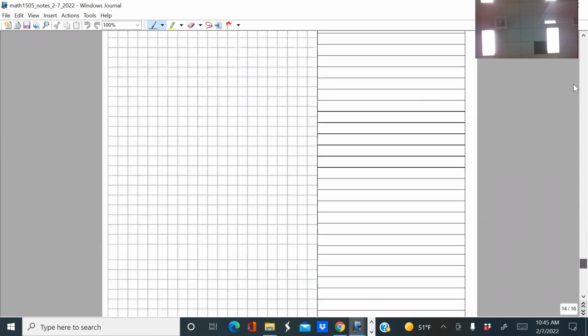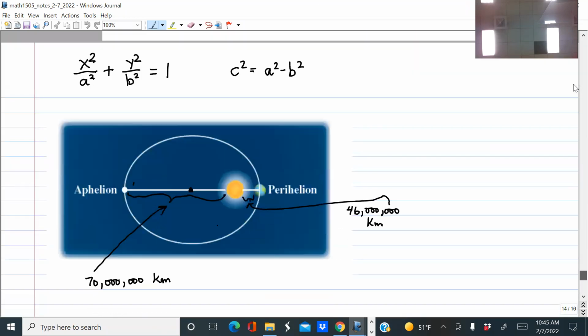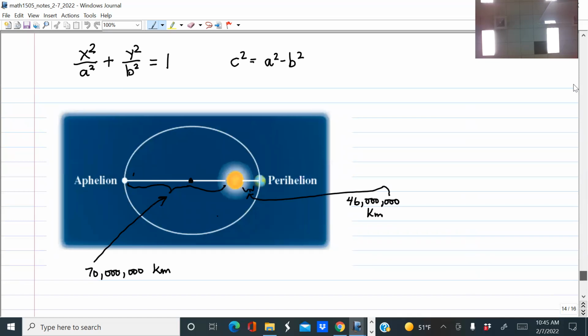See if I scroll down here. I think it's down here somewhere. There it is. So that's this exact situation. This perihelion distance is 46 million kilometers, and this aphelion distance is 70 million kilometers, and we want to find the equation for this orbit, assuming that this is 0, 0.